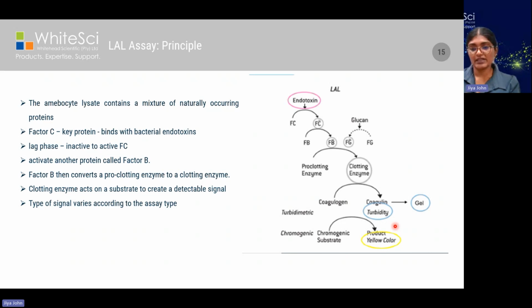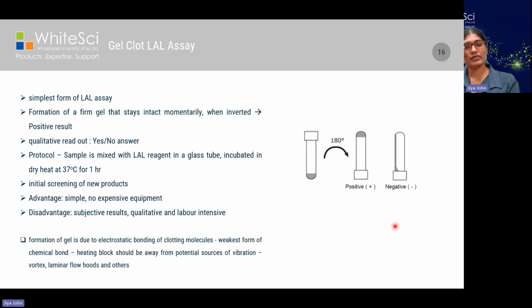I will just explain the three different kits that we have for endotoxin testing. First is your gel clot LAL assay. This is one of the simplest forms of the endotoxin kit that you can get. Basically, you look for the formation of a gel. If there is endotoxin present in the sample, a gel will be formed, and this experiment happens in a test tube. A firm gel that stays intact when inverted indicates there is endotoxin present. This experiment gives you a qualitative readout, so it's a yes or no answer.